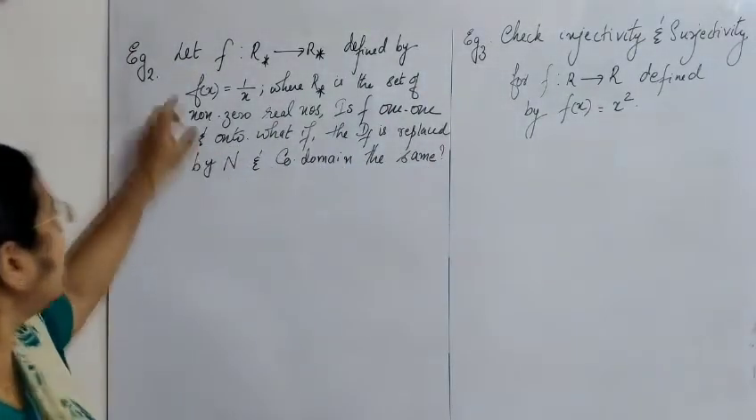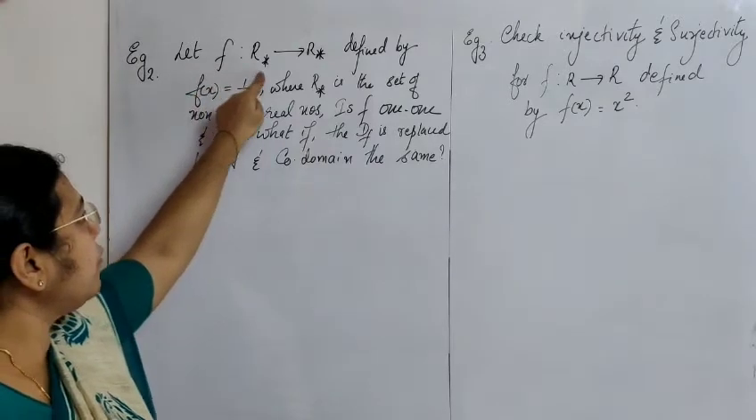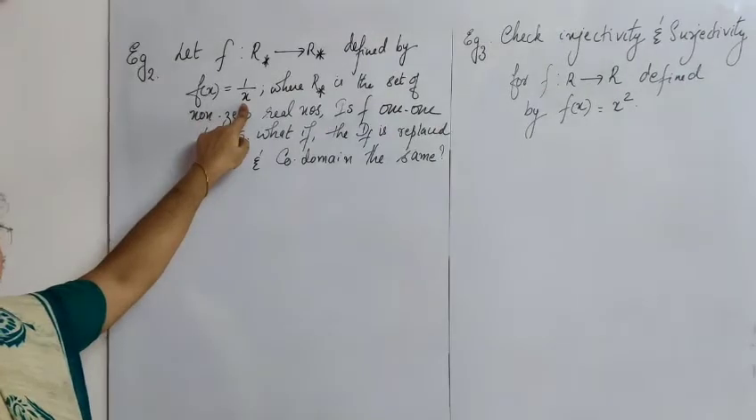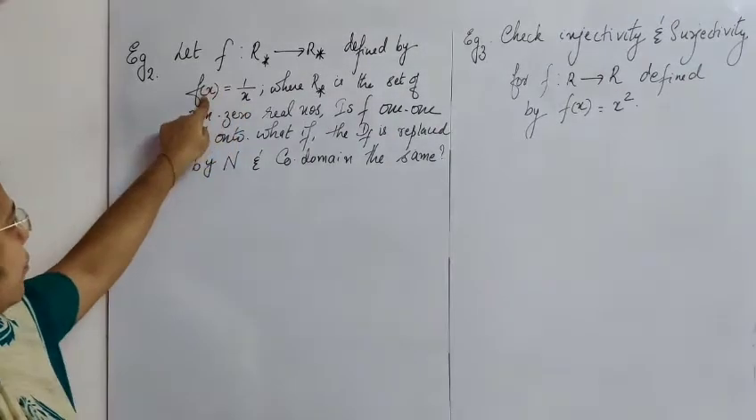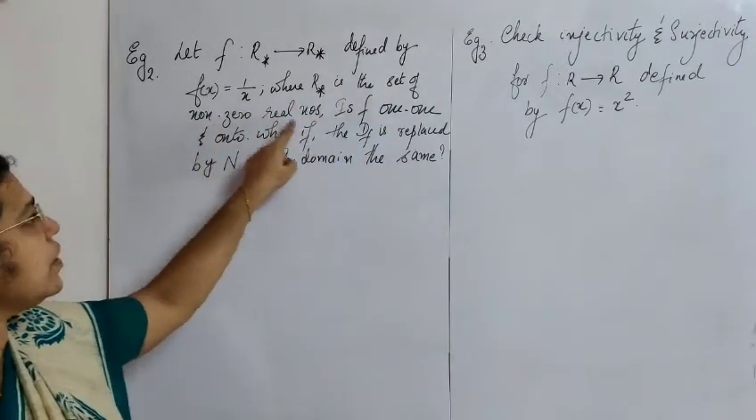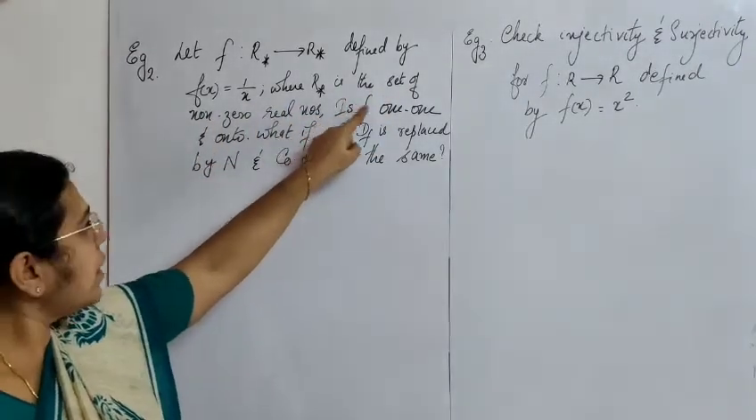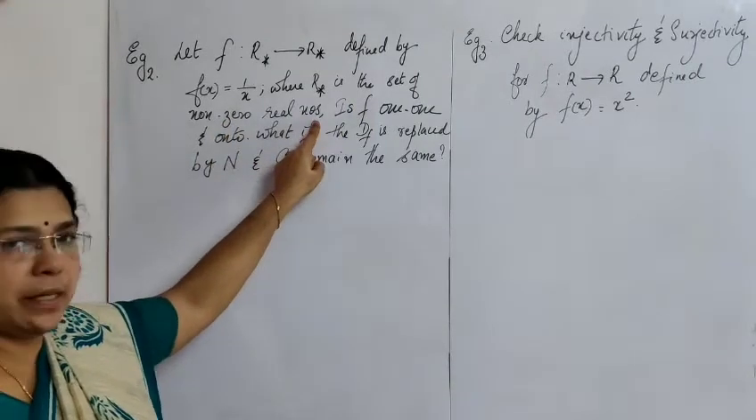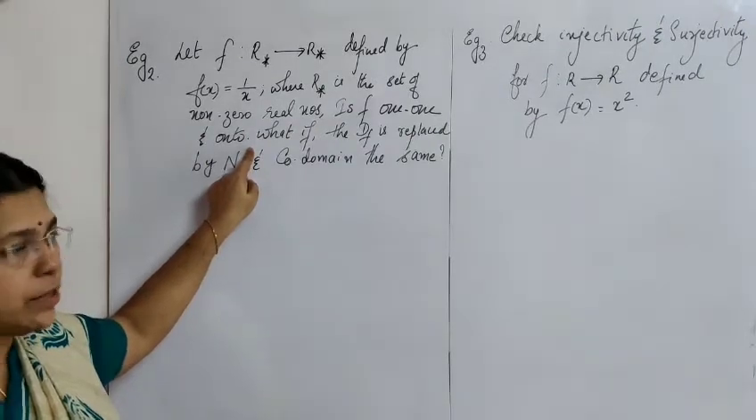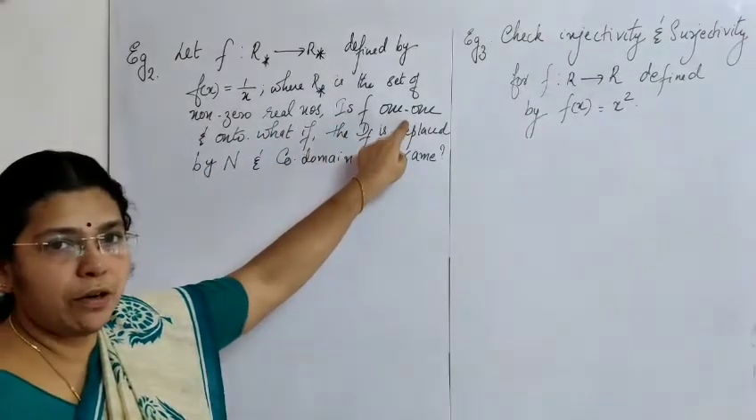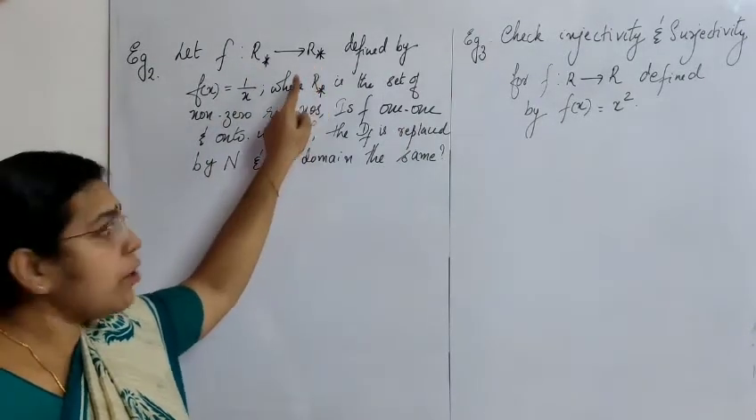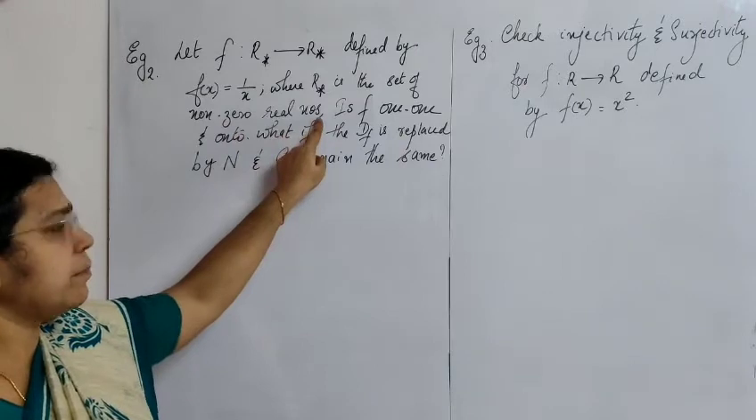The next problem. Let f be a function from R star to R star defined by f of x equals 1 by x. Given R star is the set of non-zero real numbers. Is f one-one and onto? You need to check whether f is one-one and onto, defined from the set R star to R star, where R star is the set of non-zero real numbers.